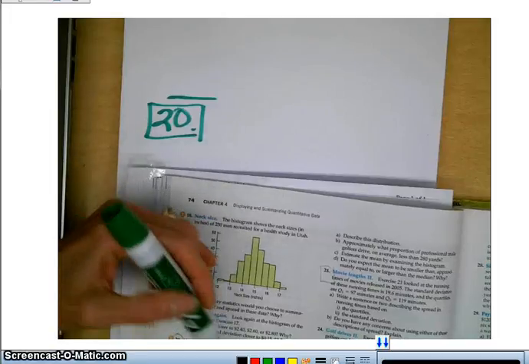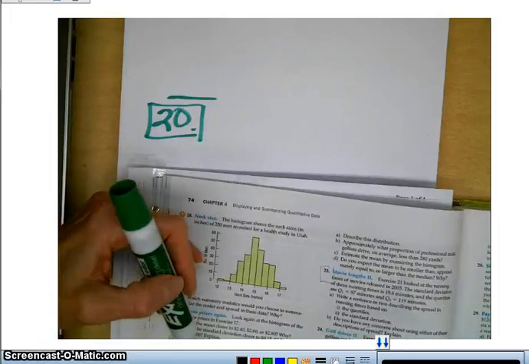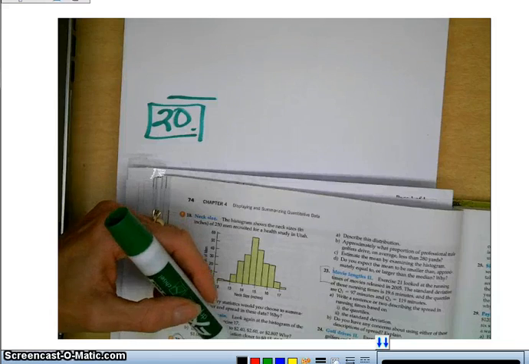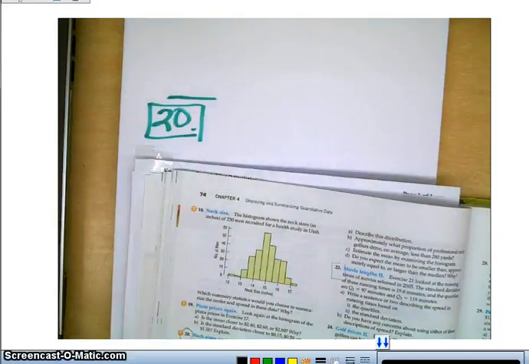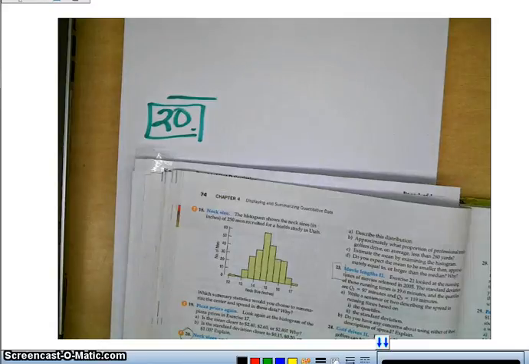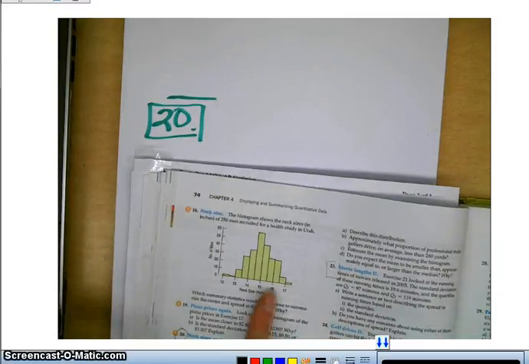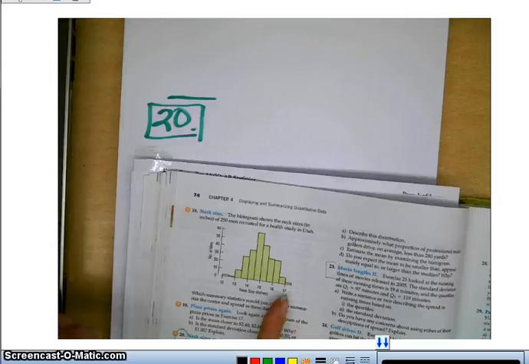Look again at the histogram of men's neck sizes in exercise 18. Is the mean closer to 14, 15, or 16 inches, and why? So what does the mean do? In a histogram, what does the mean do to the data? What did I refer to it as in our notes? It's the balancing point. So where should I move my finger to balance?